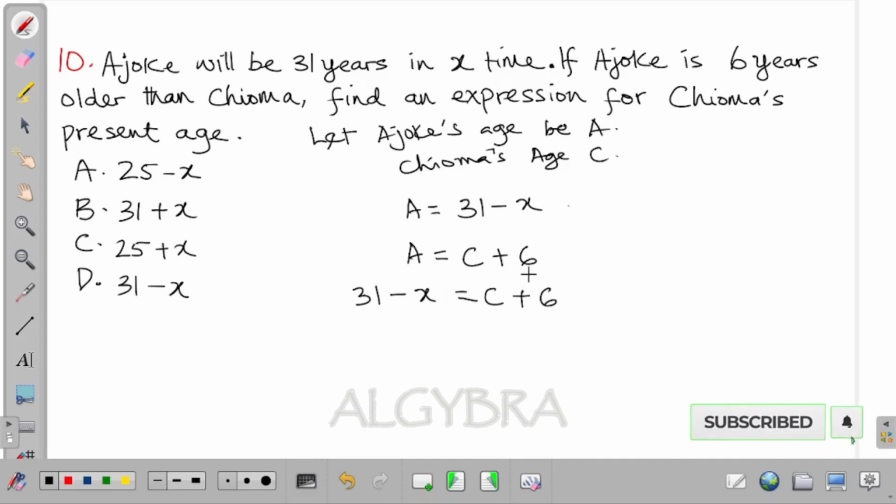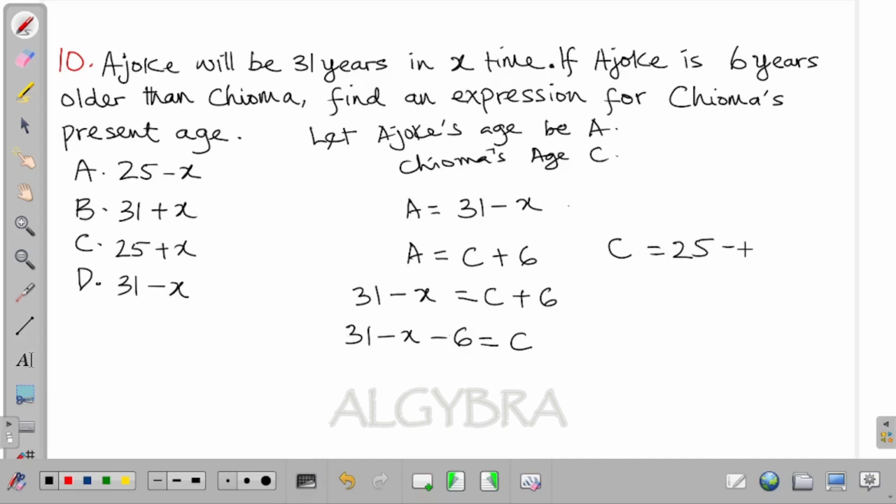To find the expression for Chioma's age, we make c the subject of the formula. I'm going to take 6 to the left-hand side, so that 31 minus x minus 6 is equal to c. So c is equal to 31 minus 6, which is 25, and then minus x. So option A is the correct answer for this question.